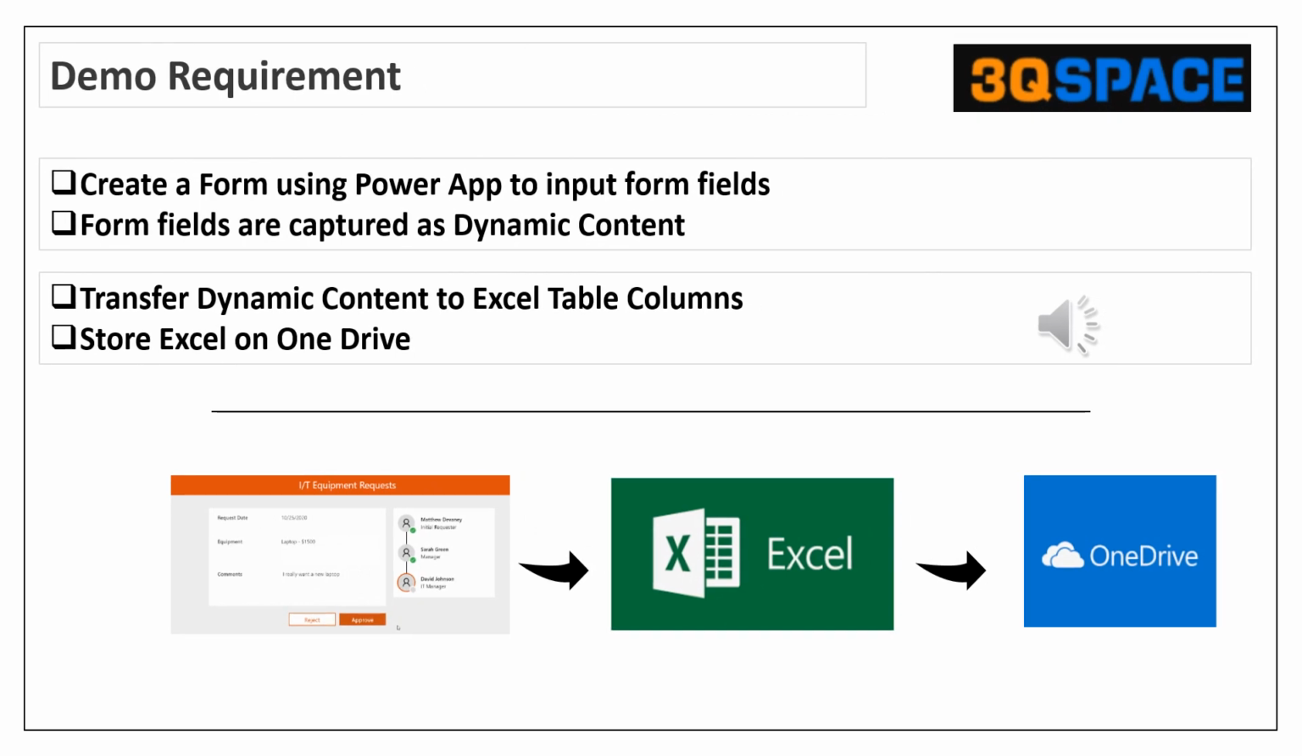Let us look at the requirement in a little more detail. Here first we create a Power App, and in the Power App we capture a list of field values from the user, and this information captured is treated as dynamic content which can transfer information from one Microsoft application to another Microsoft application. These dynamic contents are then stored in a table that is created within an Excel, and this Excel is stored on a OneDrive.